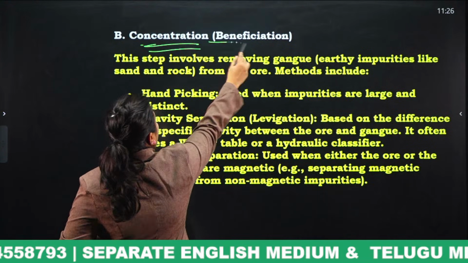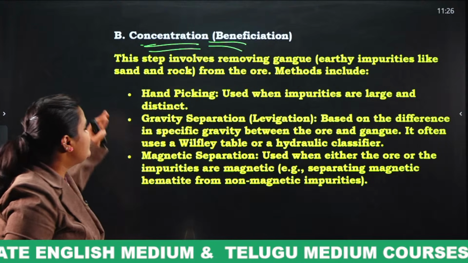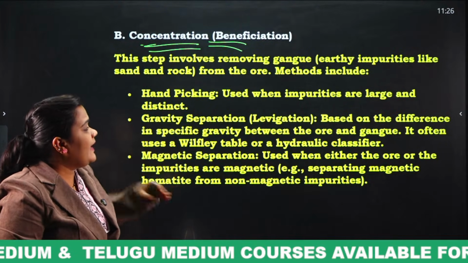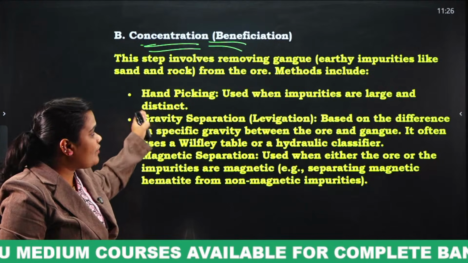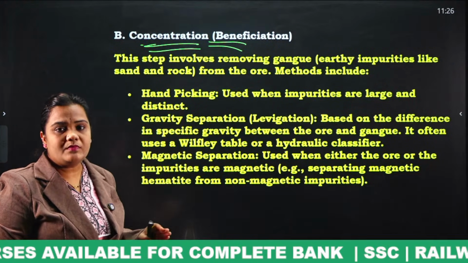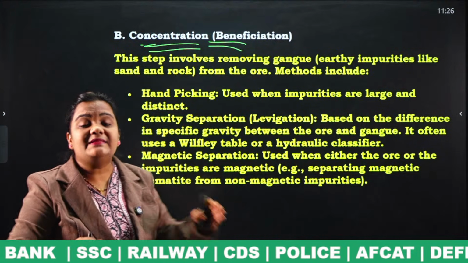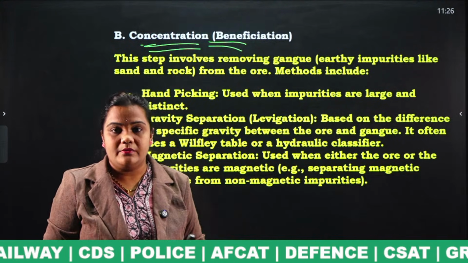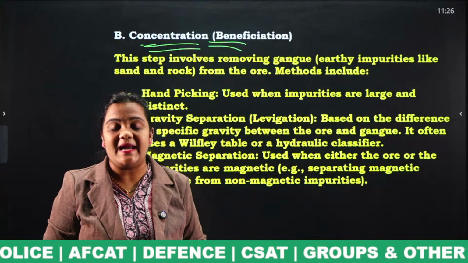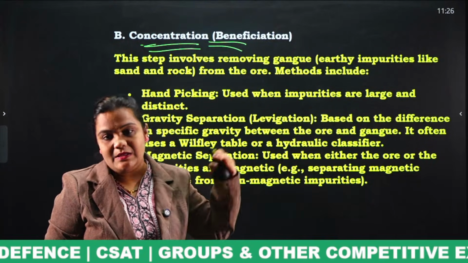It is also known as what, students? Beneficiation. This step involves removing gangue, earthy impurities like sand and rock, from the ore. What do you mean by this concentration, students? Nothing but earthy materials like sand and rock. This sand plus rock is considered as gangue. They are nothing but impurities.